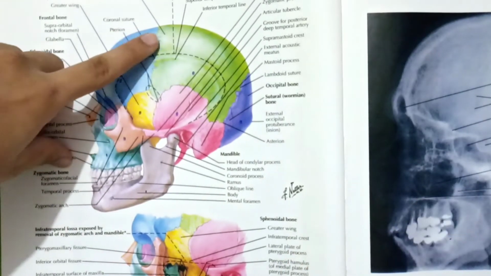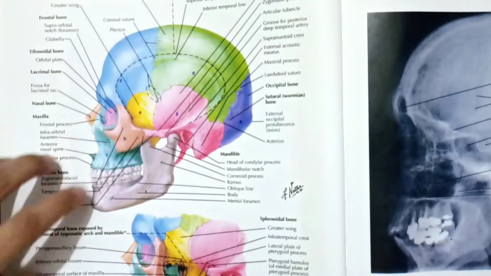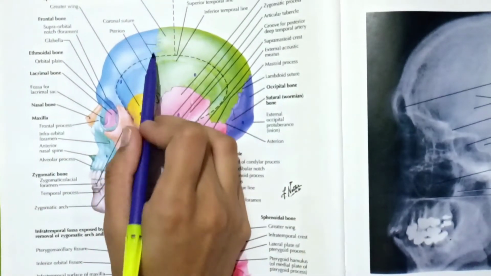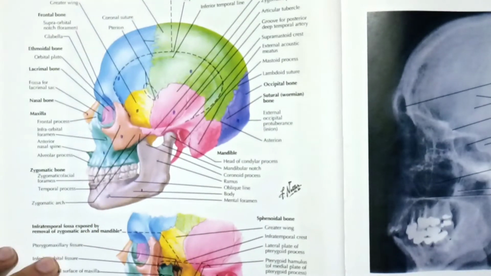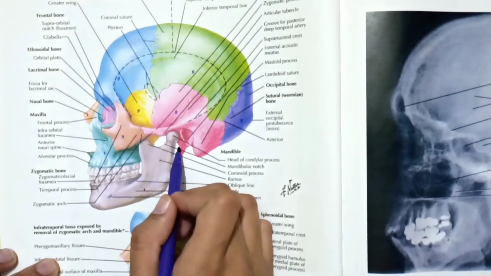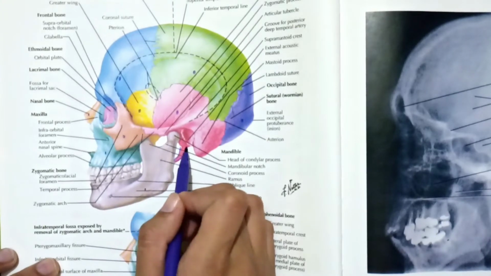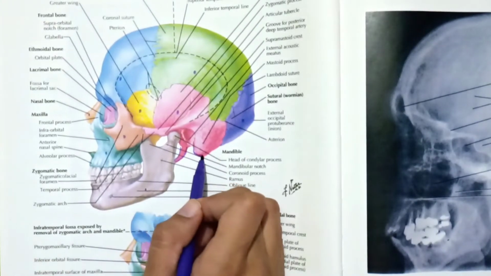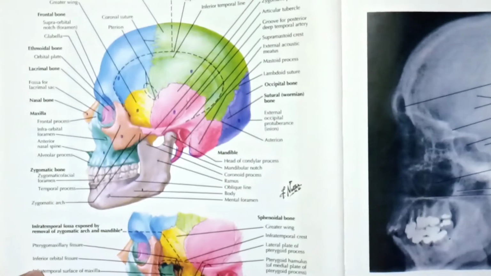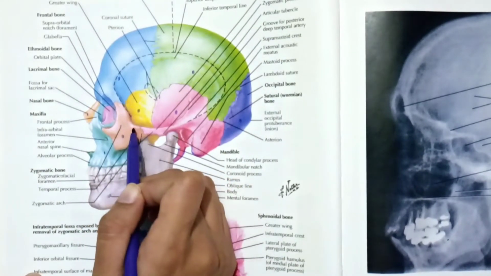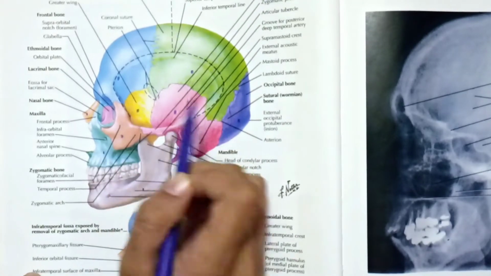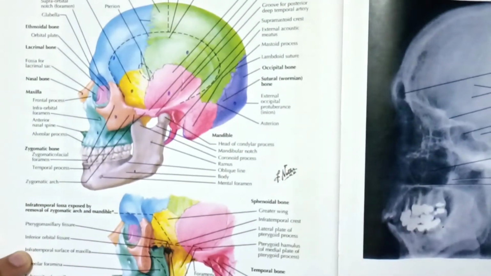And these joints between the bones are called sutures. Here you can see the styloid process of the temporal bone, and this one is the mastoid process. And this is the zygomatico-temporal arch. This is the temporal fossa. So these are the structures you can see in the lateral view.